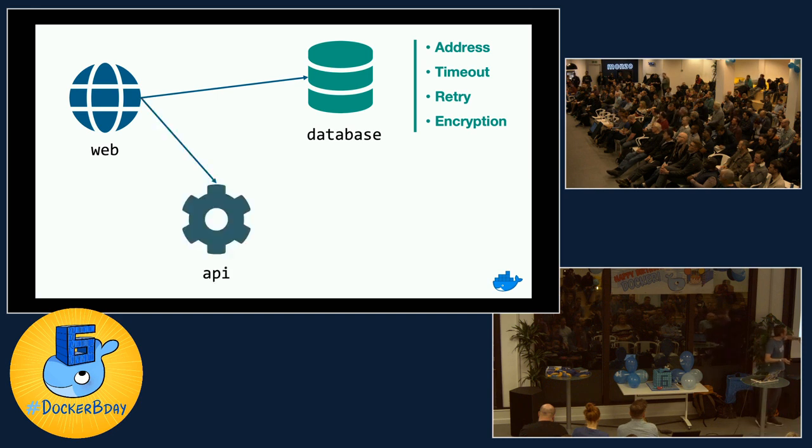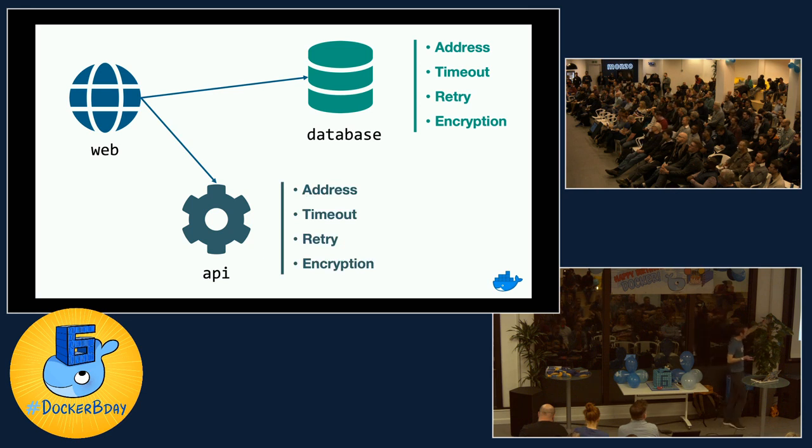But as soon as you add something else, so I'm talking to an API as well now, it turns out I need all the same things. I need to know how to find it. I need to know what to do if I can't connect. I need to know what to do if it fails. I need to know if I'm going to encrypt it and how.